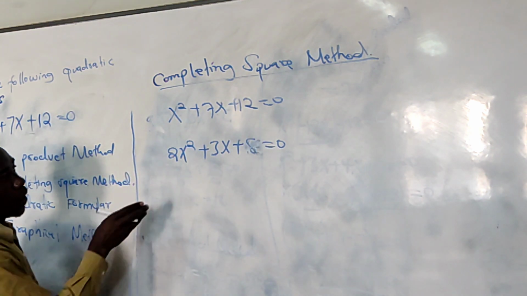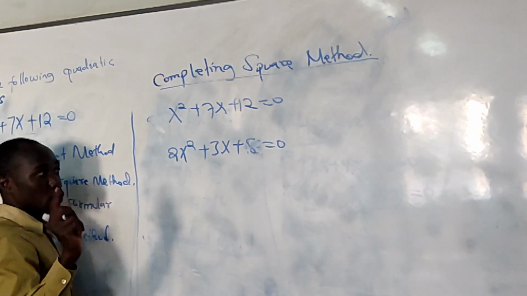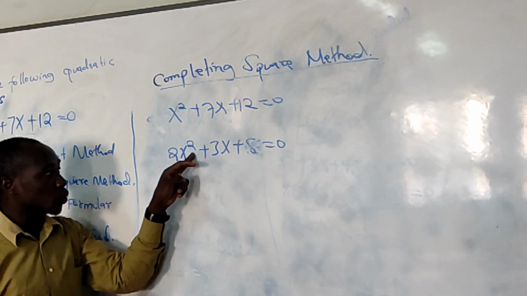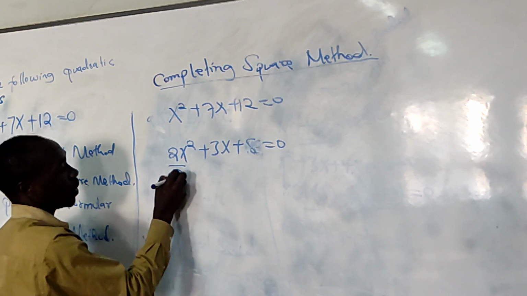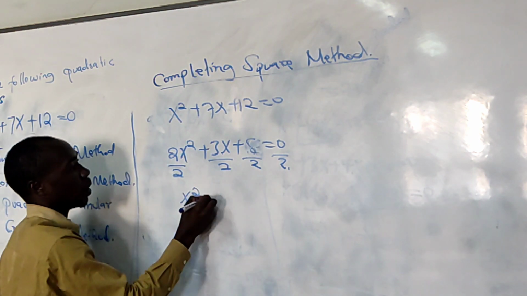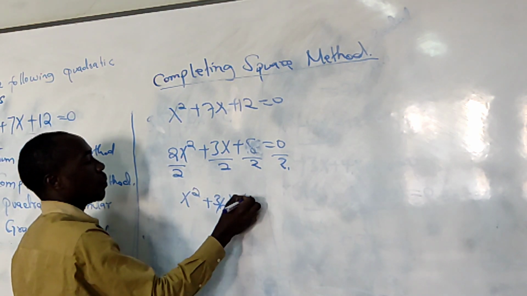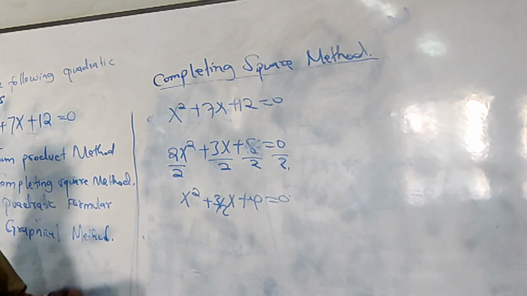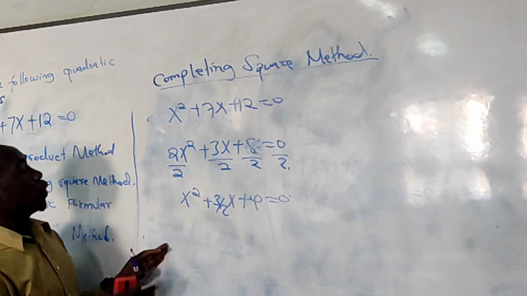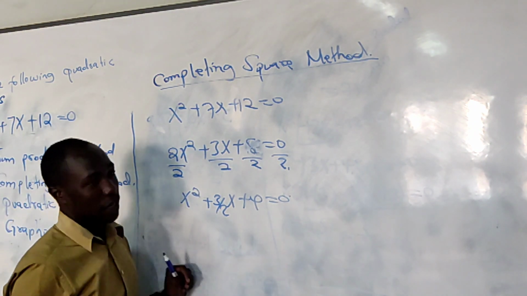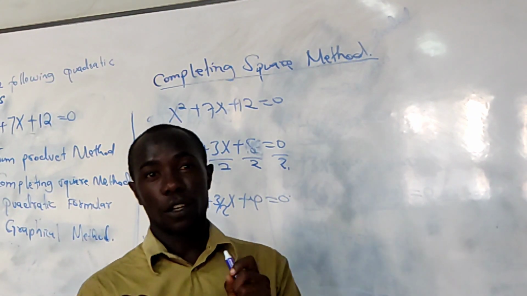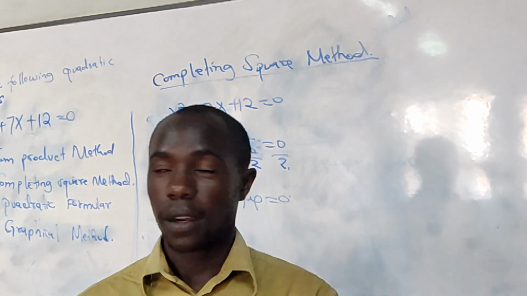Then you realize that the coefficient of x squared is not 1, but rather it is 2. So what must we do? We must reduce the coefficient of x squared to 1. By doing what? We divide everything by 2, like that, and like that, and like that. So you remain with x squared plus 3 over 2 x plus 4 equals 0. Remember, that was not the equation that you should do. I was just giving you an example of what you must do when you're dealing with the completing square method. So I'll say, 1, you must ensure that the coefficient of x squared is 1, right?